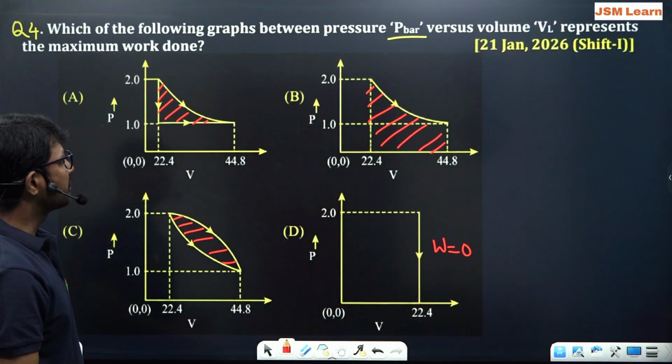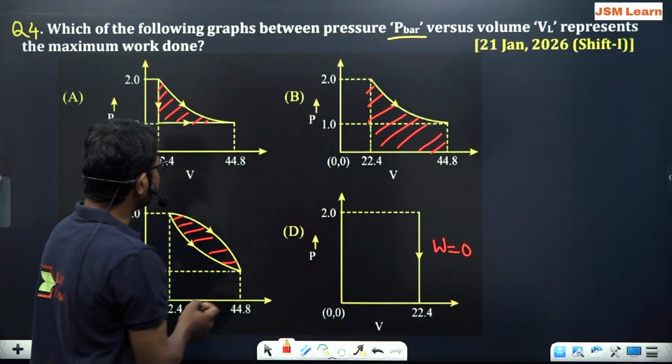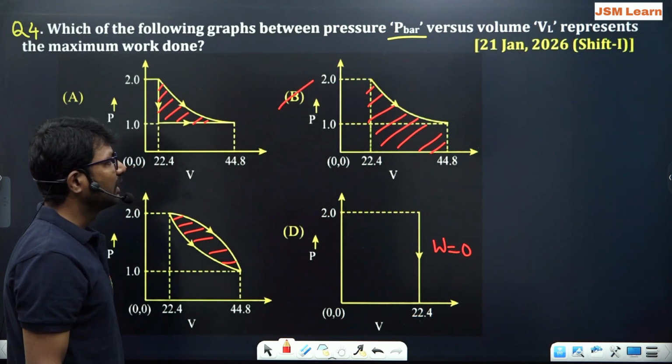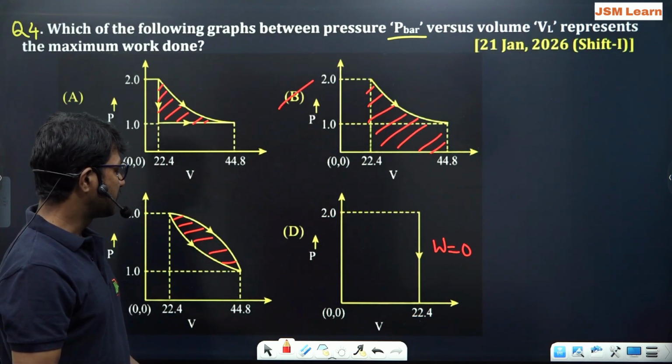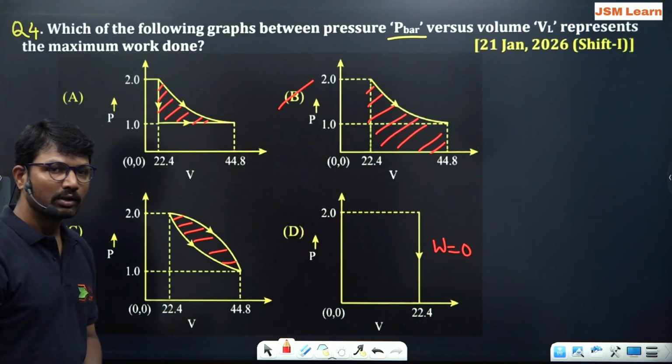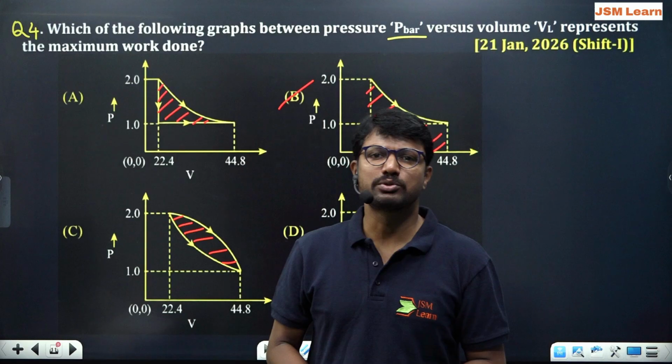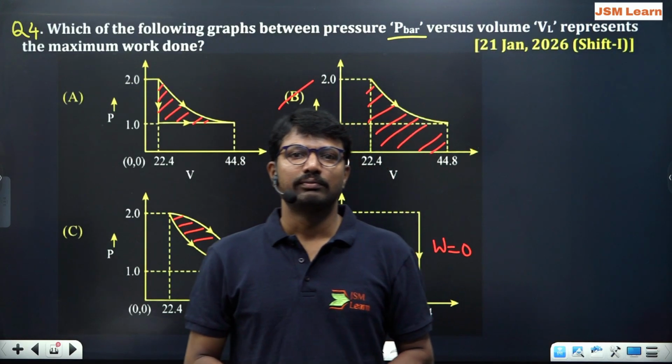So where the work done is maximum, you can directly identify among all these. The area under the curve is maximum for case B. So here, this is the correct answer you can see. So like this, you can easily solve the questions related to the thermodynamics topic also. So thank you all.